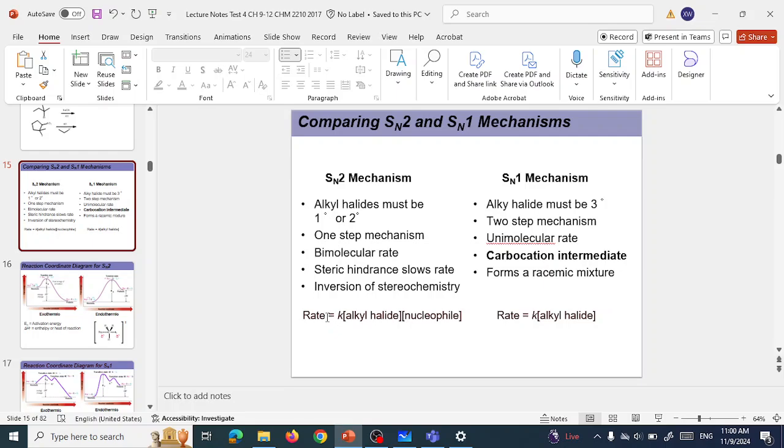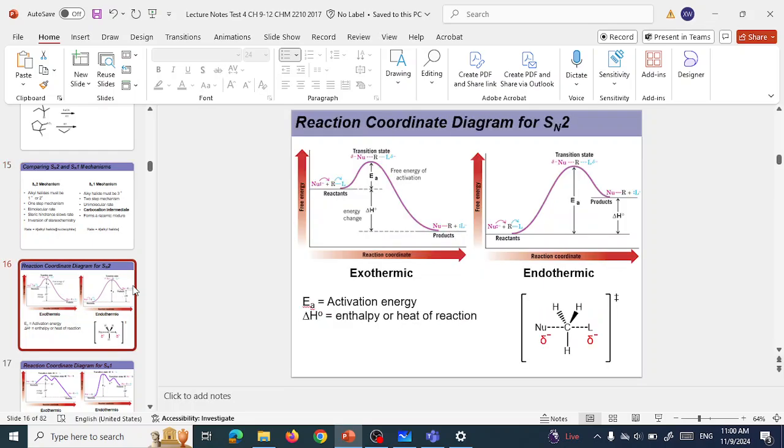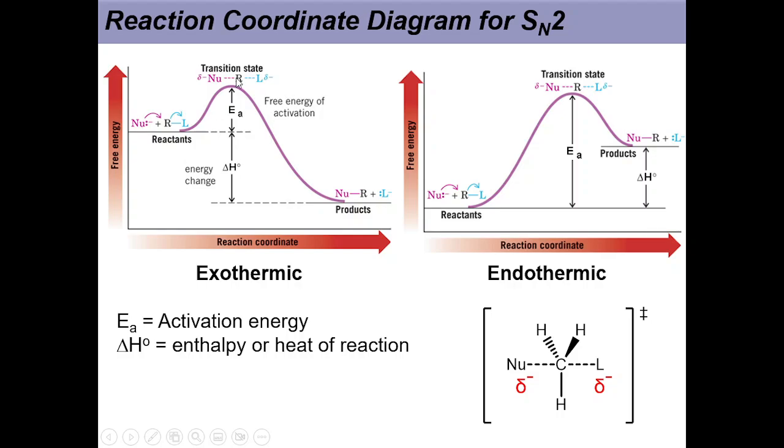The rate law of the SN2 reaction will be rate constant, alkyl halide and nucleophile multiplied together, whereas SN1 reaction has only to do with the alkyl halide. Now let's take a look at the mechanism of each one using the energy diagram. Now these are a couple of energy diagrams for SN2 reaction.